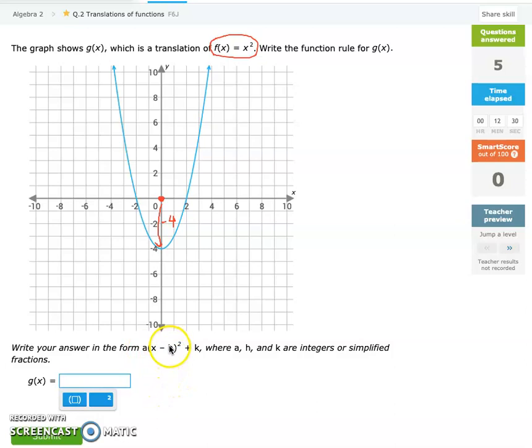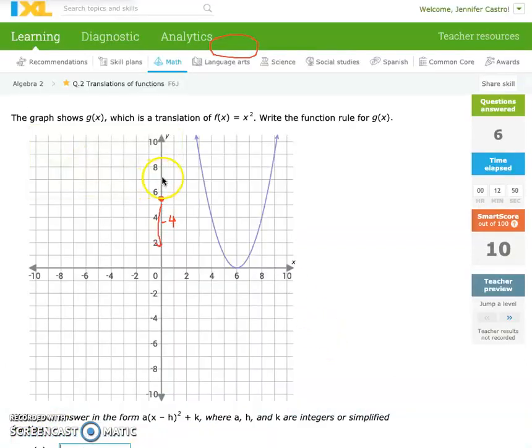We have no h, it did not go left or right. So the only thing we're left with here is k, and we can fill in our formula with that. So we're going to say x squared, and then minus 4 because we went down 4. And then we can go ahead and submit, and that should be the correct answer. And there we go.